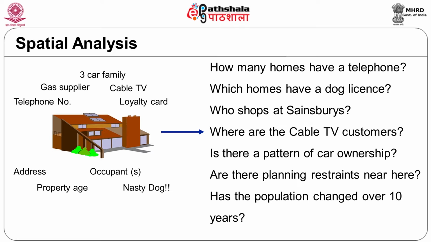We would like to know how many homes have a telephone, which homes have a dog license, how many shops there are in a specific location, and where the specific cable TV customers are. Is there any specific pattern with respect to car ownership, or do we have any constraints or restraints for planning in the area? Because this might be a direct application for you, planning in a given area. Or you want to know the change in the pattern of population over a period of time, 10 years, 20 years, etc. For this sort of analysis, GIS comes into play.